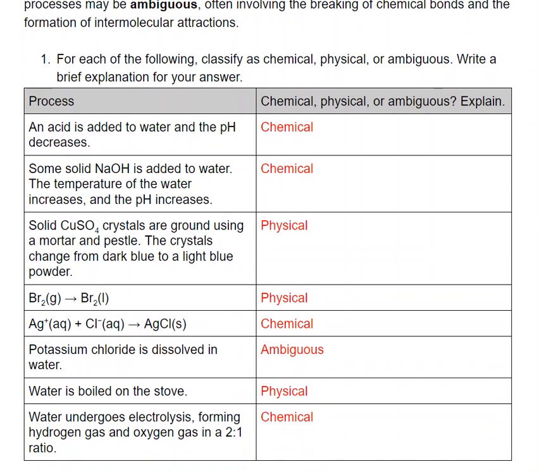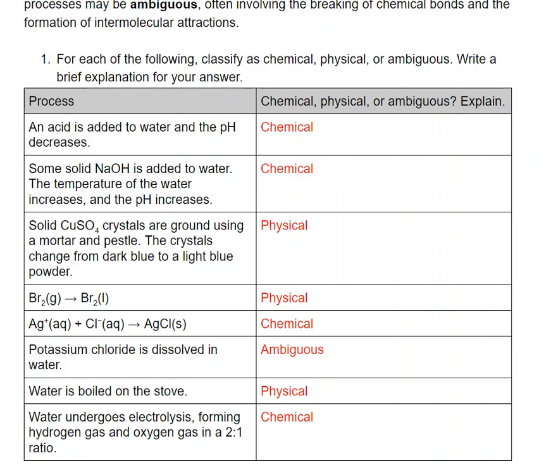So an acid is added to water and the pH decreases. I would classify that as chemical because in order for the pH to decrease, that water must be acidified by the presence of H plus ions from the acid. So that chemical bond that's holding that H plus ion onto the acid molecule has to be broken.